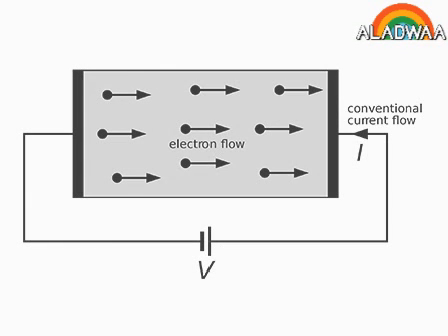Physical properties of the electric current. 1. Current intensity. 2. Potential difference. 3. Electric resistance.